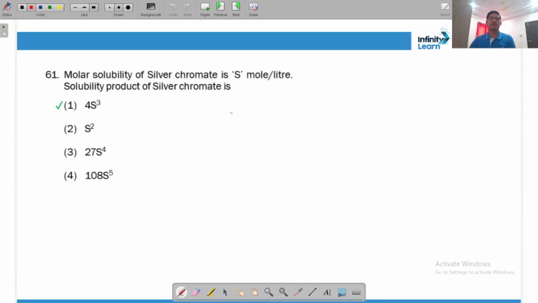Molar solubility of silver chromate. Silver chromate, guys, it is Ag2CrO4. All right. So there are 2 cations, 1 anion. So the solubility product of the silver chromate salt can be expressed as (2s) squared, then s raised to the power 1, and then solubility raised to the power 2 plus 1. So which gives us 4s cube.